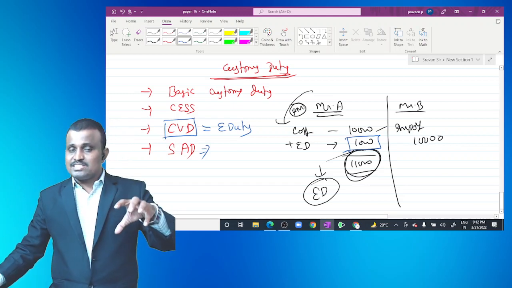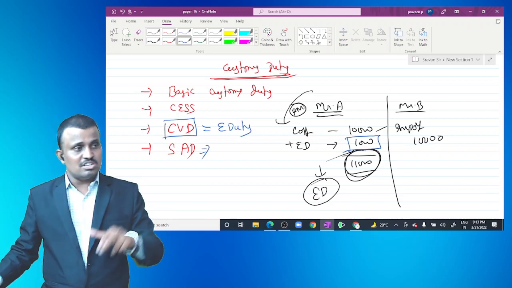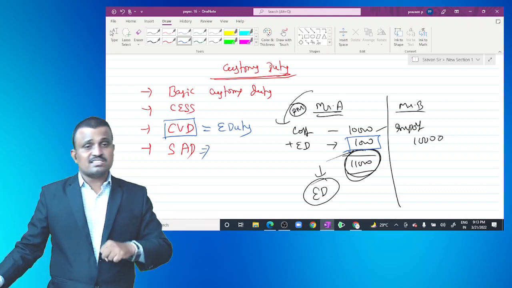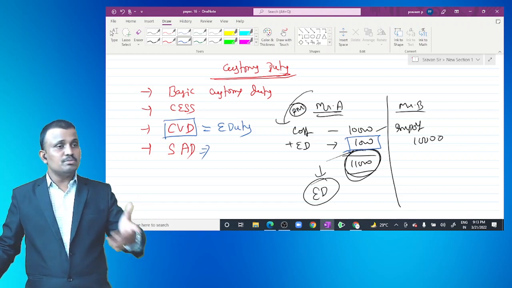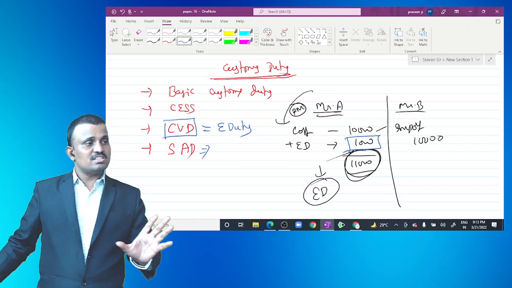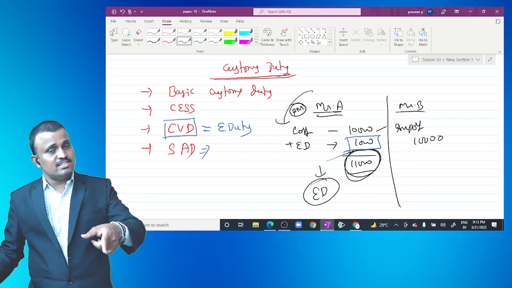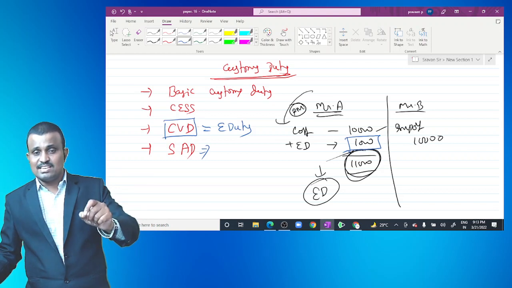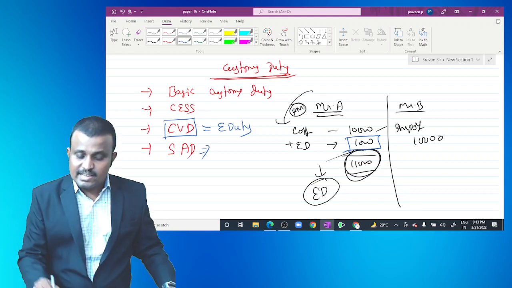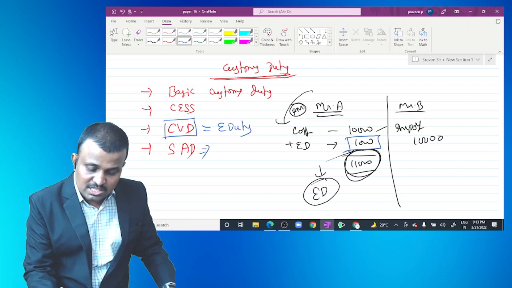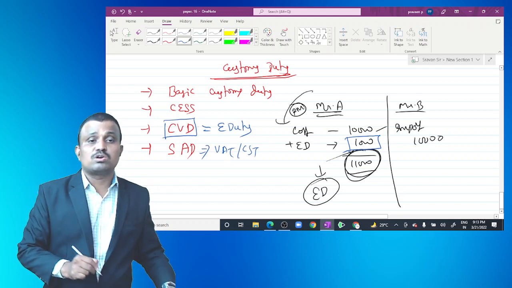If you purchase the product locally, you are liable to pay either VAT or CST or octroi. These types of taxes are required to be paid. If you import the product from outside India, there is no need to pay that amount. Only customs duty is imposed. So to counterbalance the local taxes which would be imposed if a similar product is traded in India, special countervailing duty is levied. It is equal to either VAT or CST, octroi, etc.